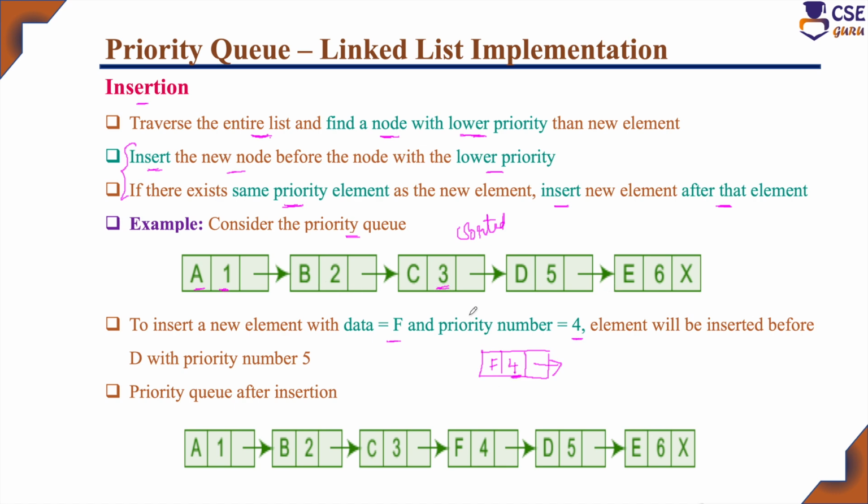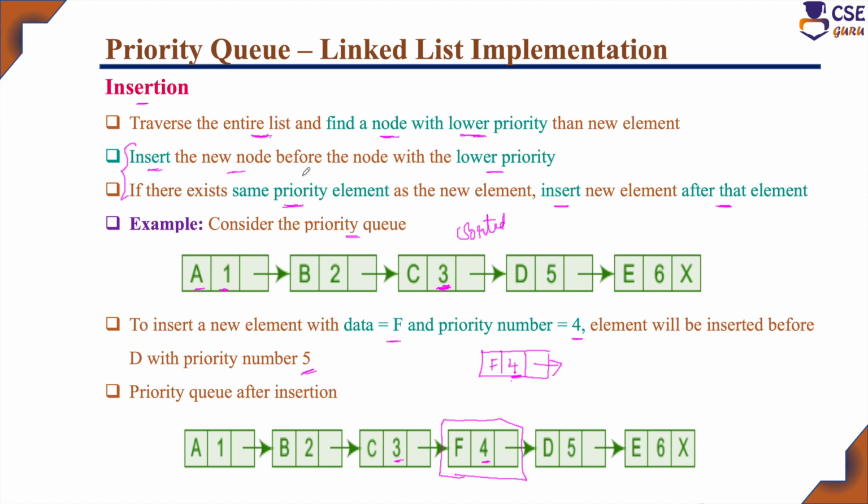So here in this linked list, you need to consider a node with lower priority. The lower priority node is 3 and the new node priority is 4. So you need to insert this new node as the next node of this lower priority element. So here after the lower priority 3, the node with priority 4 will be inserted. So this is the new insertion. That is, the element will be inserted before priority number 5.